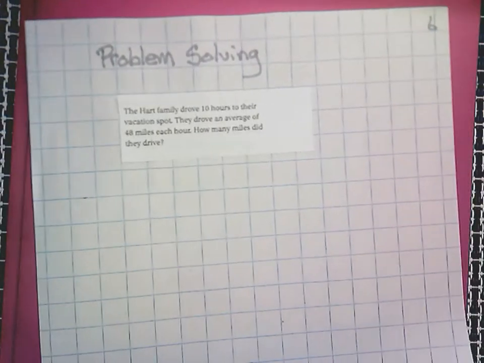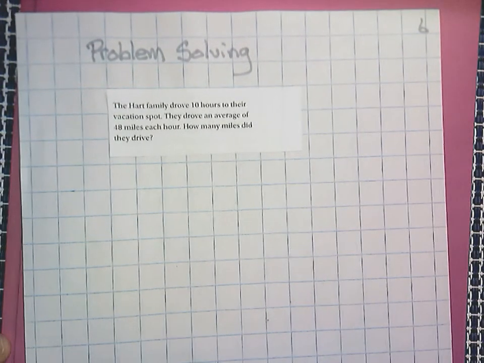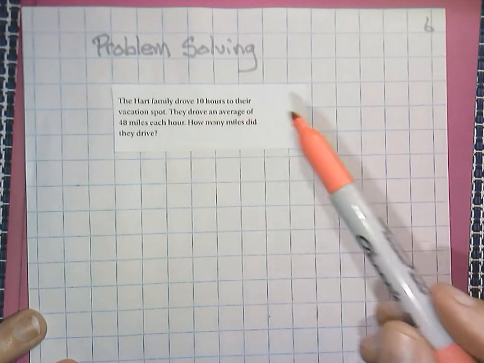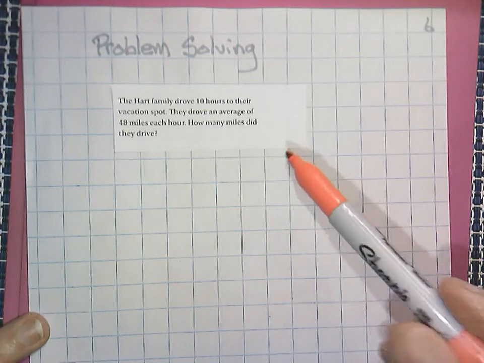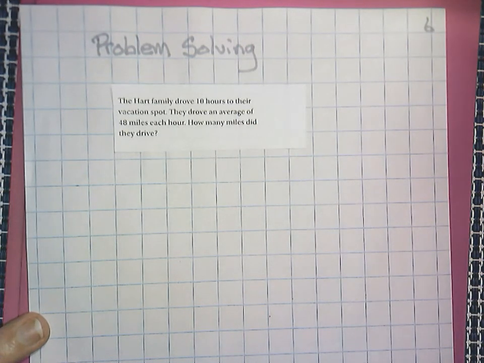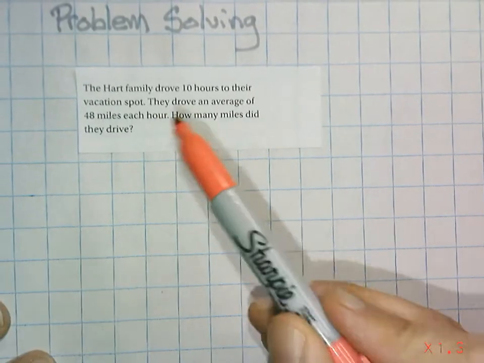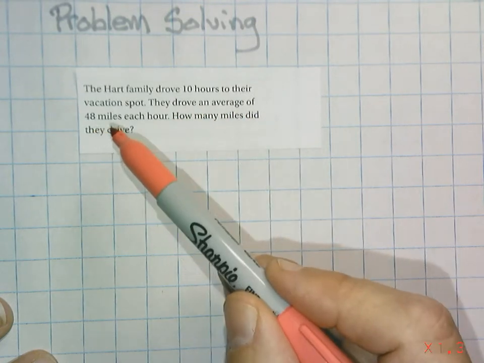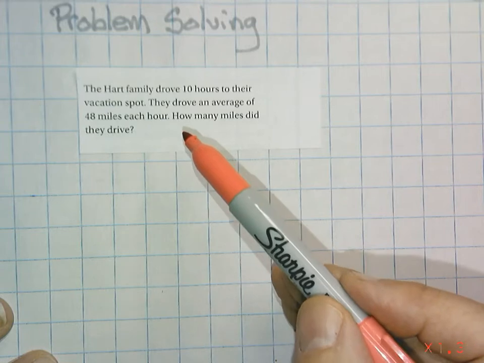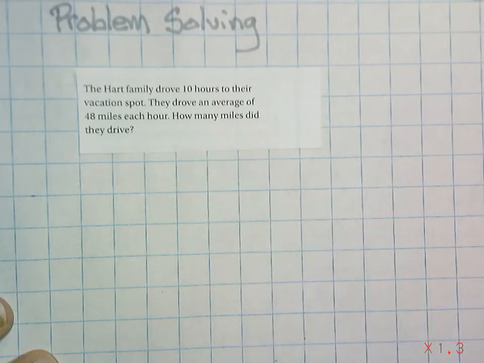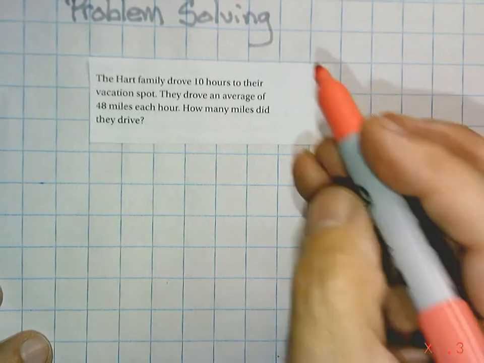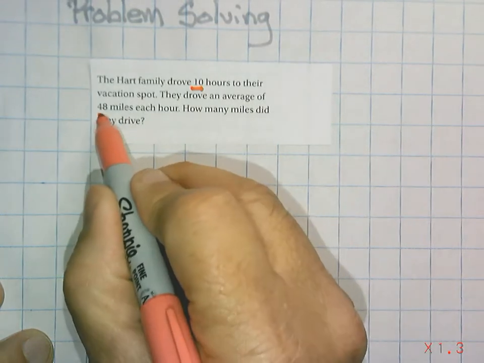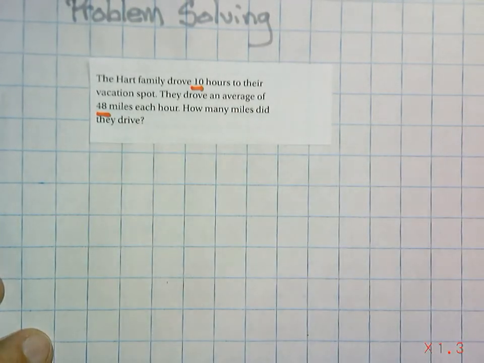Let's try one more today. Let's do some problem solving. And again, if you want to pause it and try it. The Hart family drove 10 hours to their vacation spot. I'm going to try to make it just a tad closer. Drove 10 hours to their vacation spot. They drove an average of 48 miles each hour. How many miles did they drive? Again, if you want to pause it, I'm going to go ahead and solve though. I'm seeing 10, and 10 for each hour would be 10 times 48.